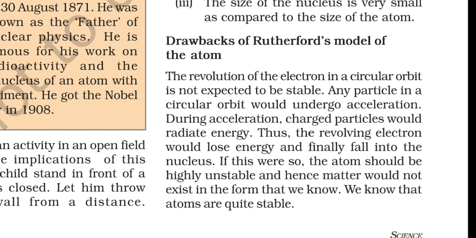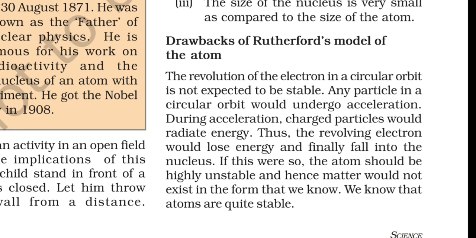So, what are the drawbacks of Rutherford's model of an atom? The revolution of an electron in a circular orbit is not expected to be stable. जो रिवॉल्यूशन हो रहा है इलेक्ट्रॉन्स का, एटम्स के ऑर्बिट में, so because of that atoms should not be stable. Any particle in a circular orbit would undergo acceleration. जब इलेक्ट्रॉन्स एटम्स के अंदर न्यूक्लियस के अराउंड मूव करते हैं, so that is not the sign of a stable atom. And we know that the atoms are quite stable. So that is the drawback of Rutherford's theory. Thus, a revolving electron would lose energy and finally fall into the nucleus.